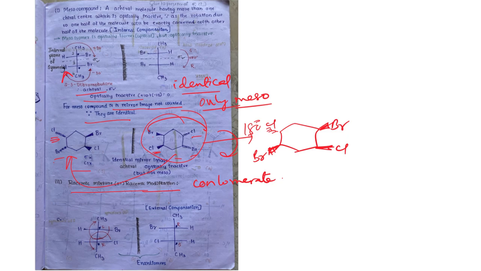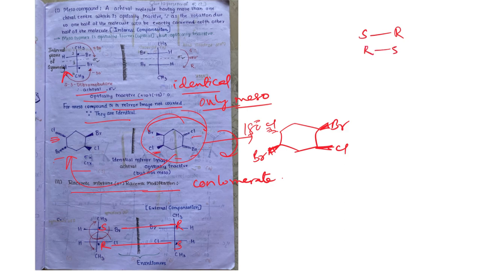Now I am taking one example. What is this example here? 2-bromo-3-chlorobutane. Here you don't know RS nomenclature yet, but I explained it previously. So here this is S configuration, this is R configuration. Here R configuration, these are S configuration. S mirror image is R, R mirror image is S. Keep that in mind.